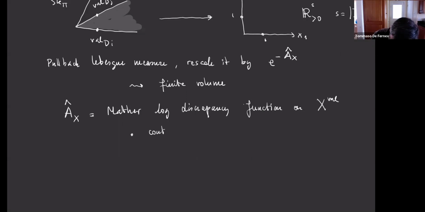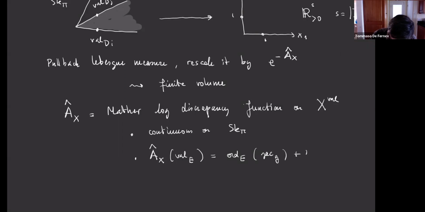First of all, this function will be continuous on the skeleton, and it satisfies on all the evaluation points: it will be the order along E of the Jacobian, call it G plus 1, for every prime divisor E on any, say, resolution of singularities. So every prime divisor over X defines an evaluation, which will be some integral point in some skeleton. And I just want this function to take this value, which will be just the order of the Jacobian.